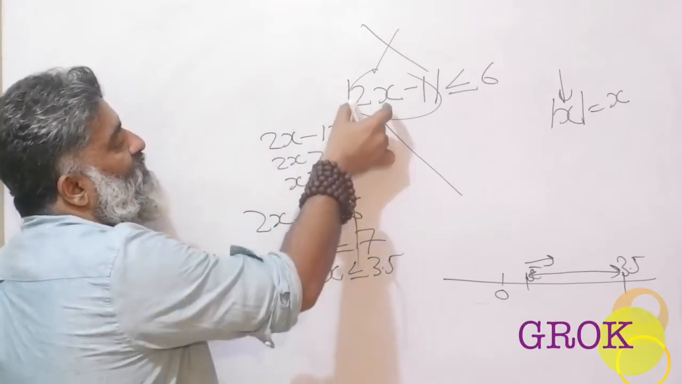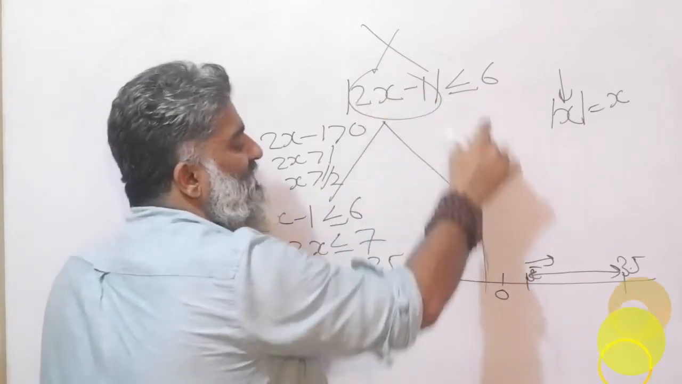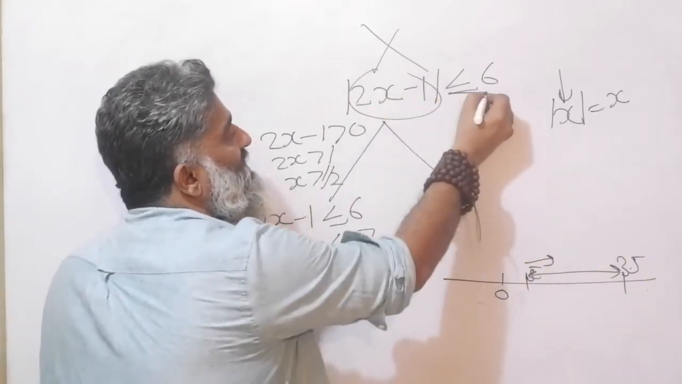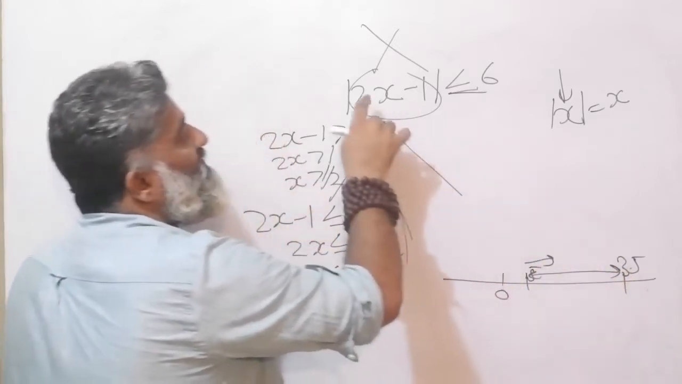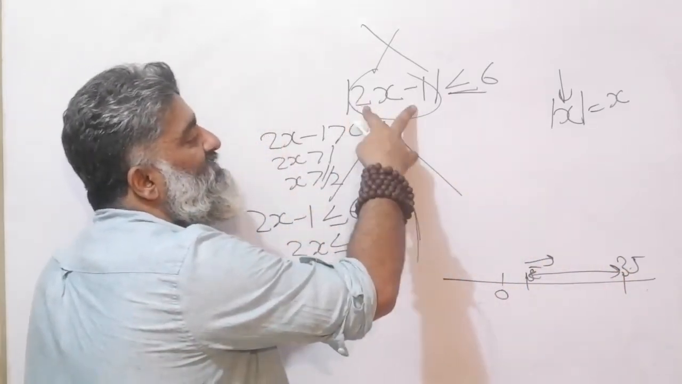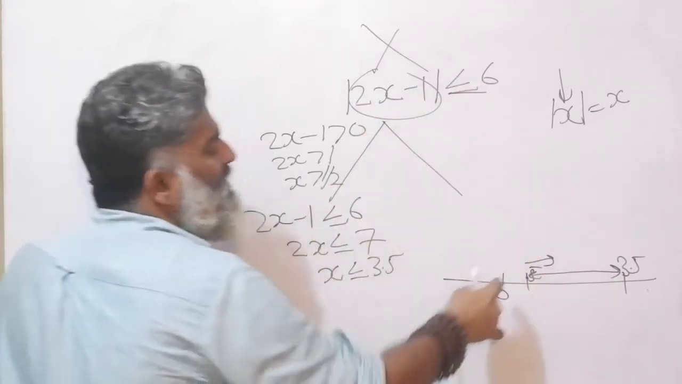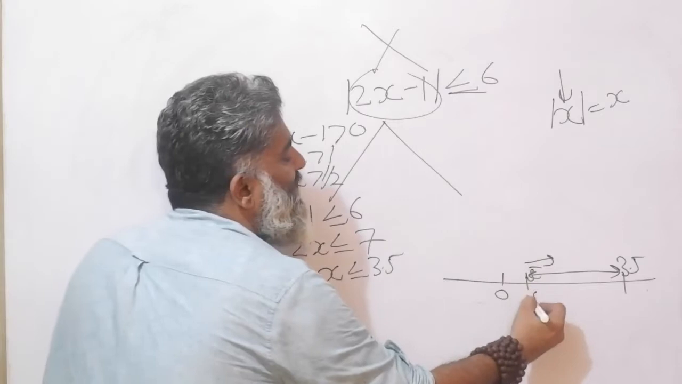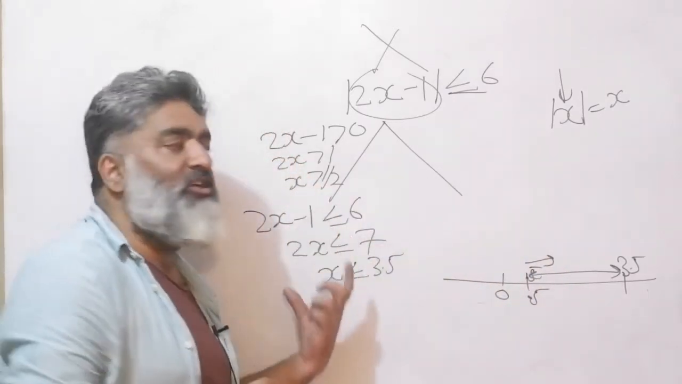Yes, because if I put half here, 2 into half will give me 1, 1 minus 1 will give me a 0, 0 is less than 6. So because of the equal sign, even these values are okay. I can put 3.5. 3.5 into 2 will give me 7. 7 minus 1 will give me 6. 6 is allowed, not a problem at all, right? The 0.5 would have been allowed anyway, I think. 3.5 is what you have to check for. So this is one side of the story.